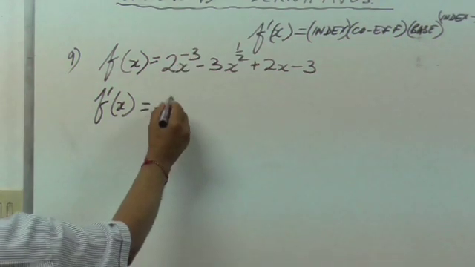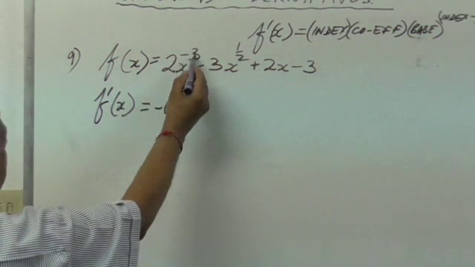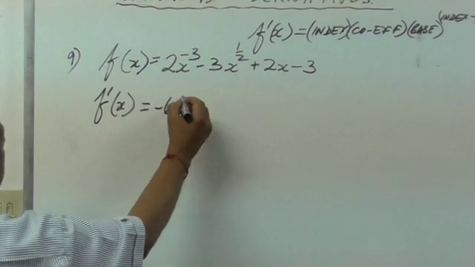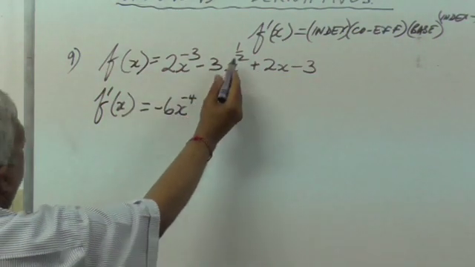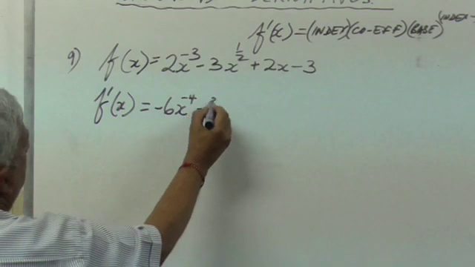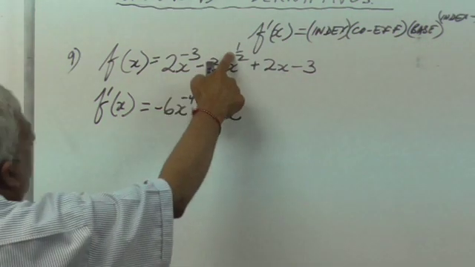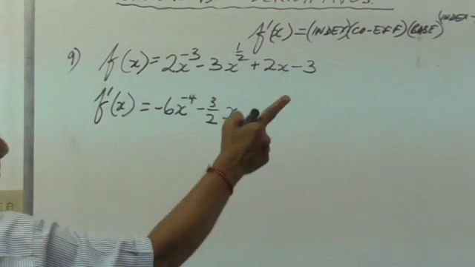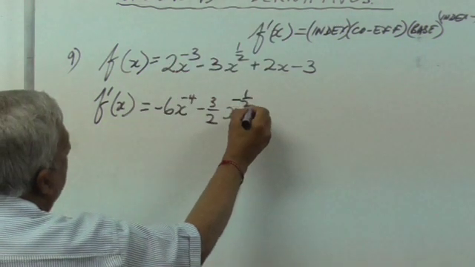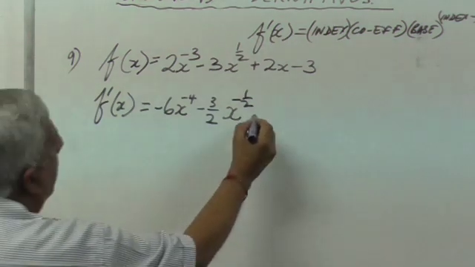Negative 3 times 2 will give you negative 6. Negative 3 subtract 1 will give you negative 4. Half times minus 3 will give you minus 3 over 2. Write down x. Half minus 1. Put in the calculator, you'll end up with minus half.